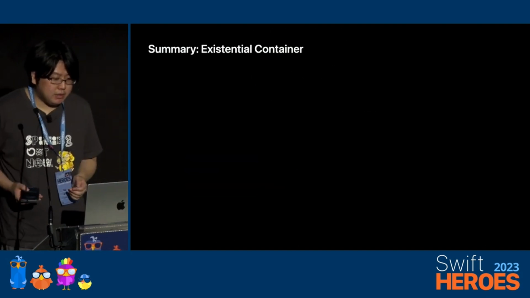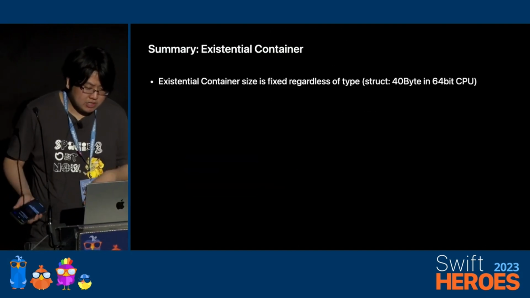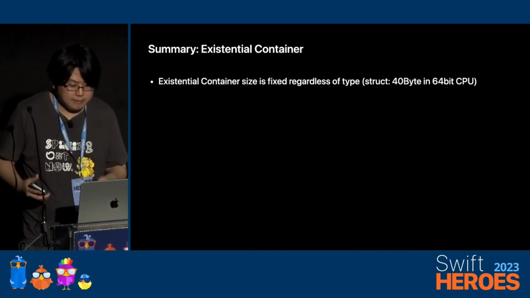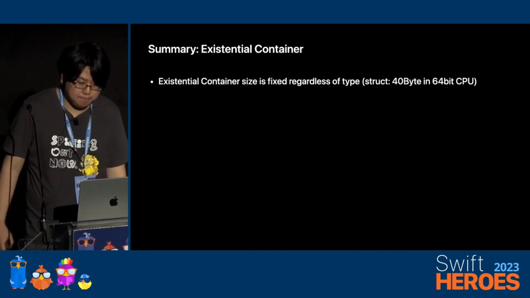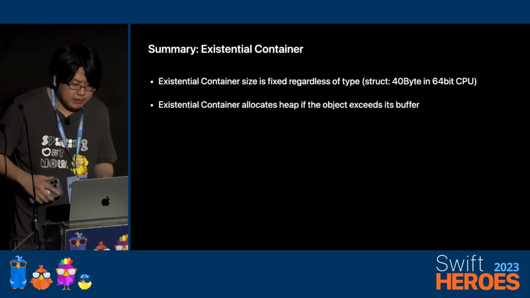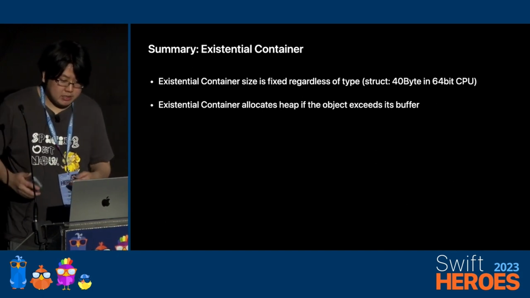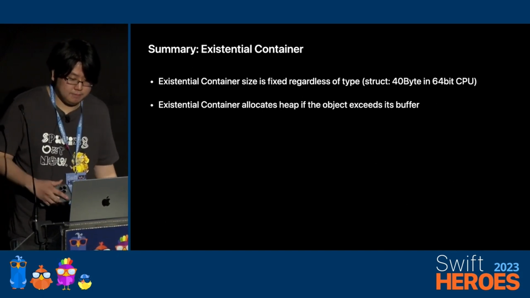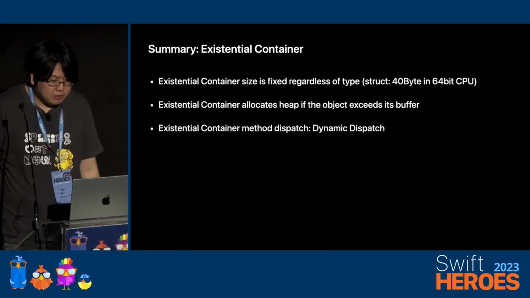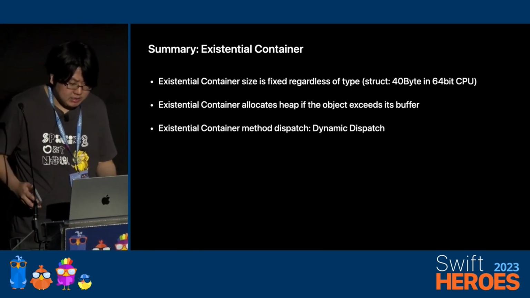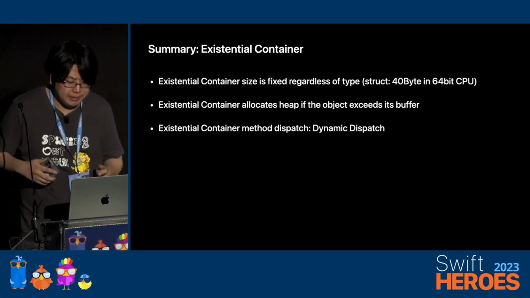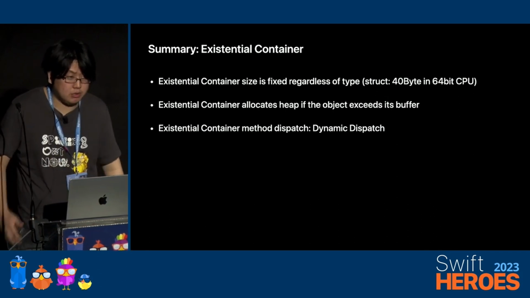Let's summarize what we learned. First, the existential container size is fixed regardless of the type, and it is 40 bytes for a 64-bit CPU. Next, the existential container uses a buffer to store the object, and allocates heap if the object exceeds the buffer. Next, the way of existential container method dispatch is dynamic dispatch. In this topic, we learned the mechanism of how the existential container implements the existential type and its cost.